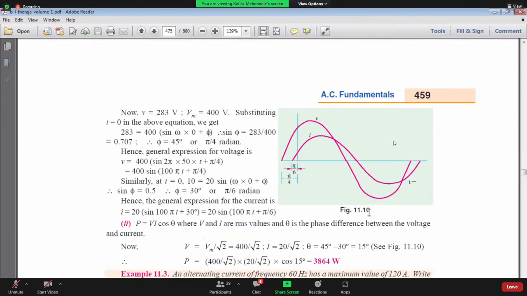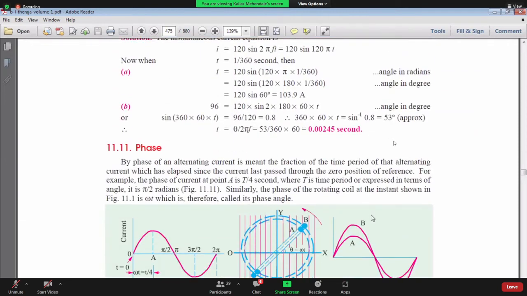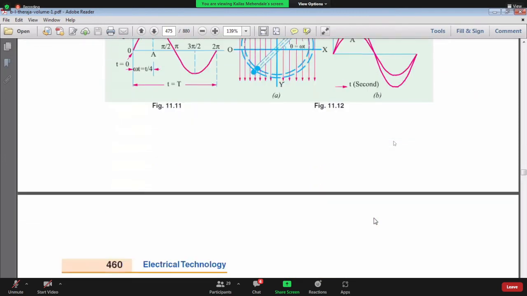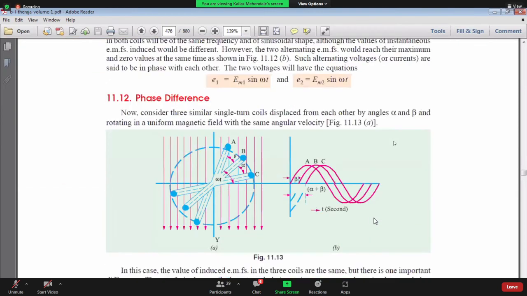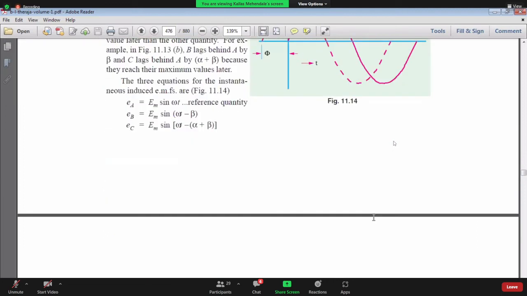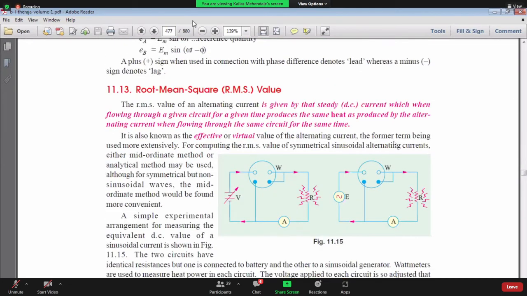Now the next important thing, we'll be doing a couple of derivations. 11.11 you can also go through, and 11.12 phase difference, please go through. We'll be doing derivations for something called the RMS value and something called the average value. Here we go. I expect that everybody must be seated with the notebook that has been provided to you, and with a pen.